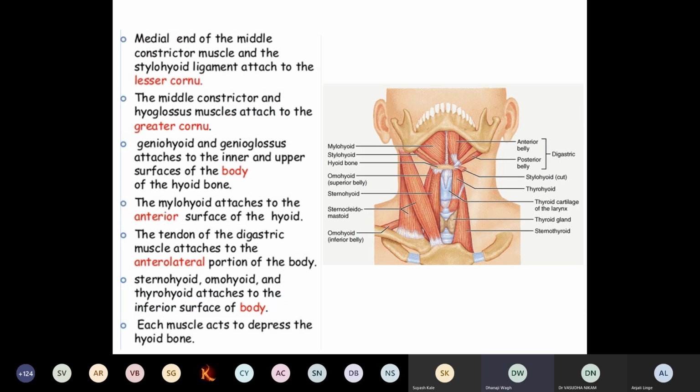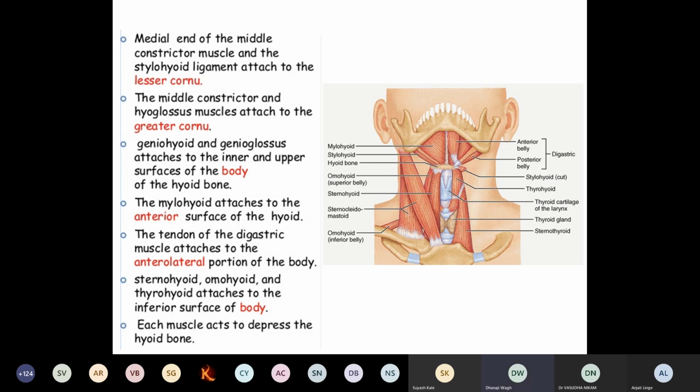On the lesser cornu, there is attachment of the medial end of the middle constrictor muscle, and the stylohyoid ligament is attached to the lesser cornu. Attached to the greater cornu are the middle constrictor and the hyoglossus muscle.